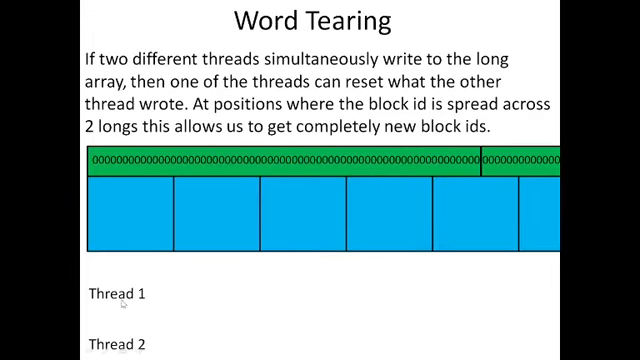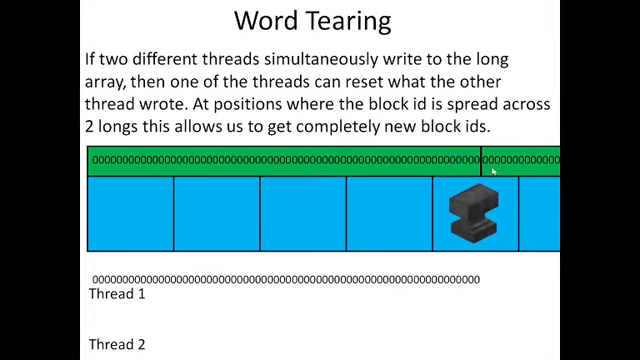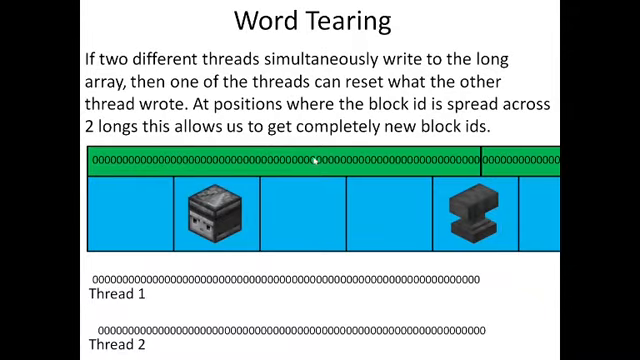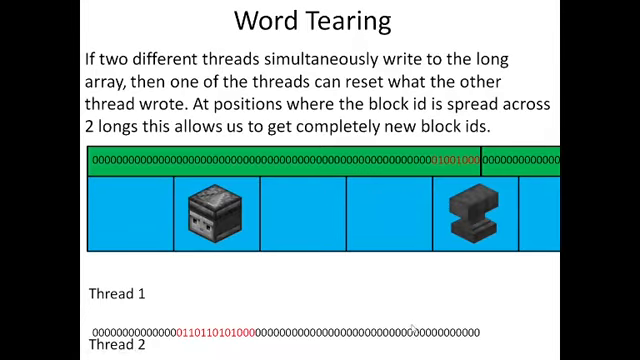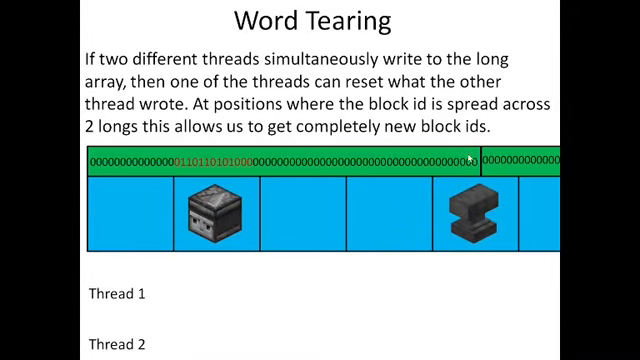So word tearing is something that can happen with multi-threading, if you have non-atomic accesses. You can also look it up on Wikipedia. But basically the idea is, if we place an anvil here at the position where it gets stored in 2 longs, and then on a different thread start setting maybe an observer in a different position which gets accessed by the same long, then both threads will overwrite their respective part of the long, and the thread which writes later actually overwrites what the other thread did and resets it.